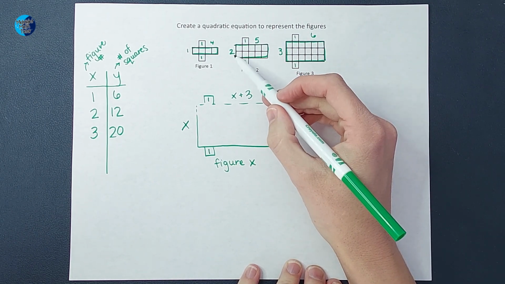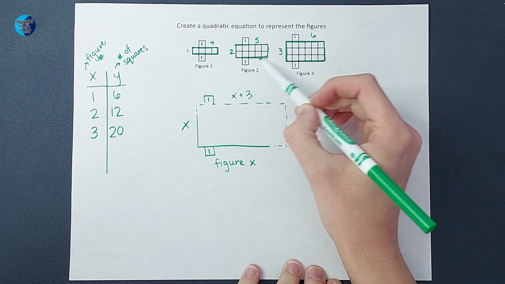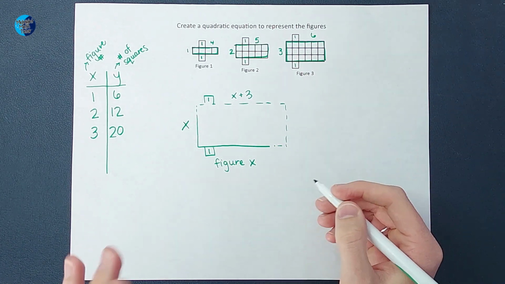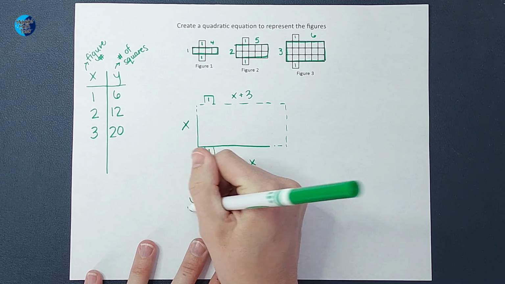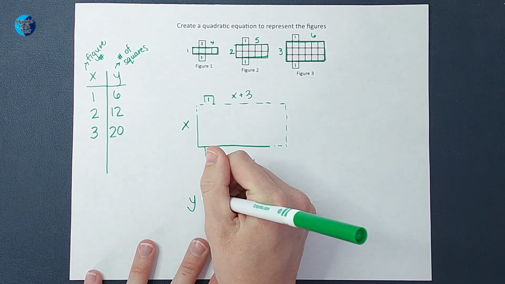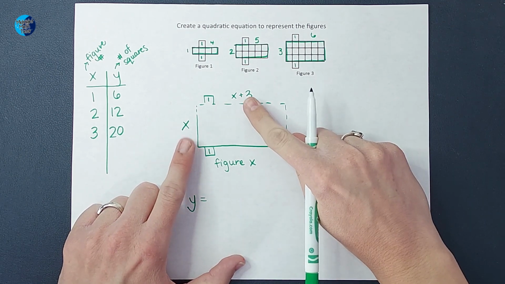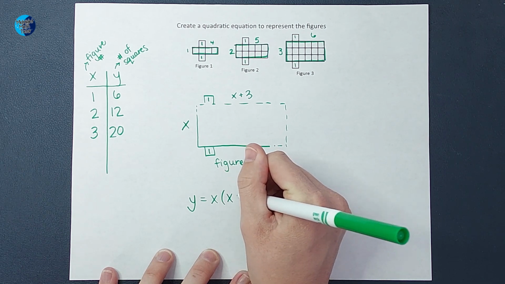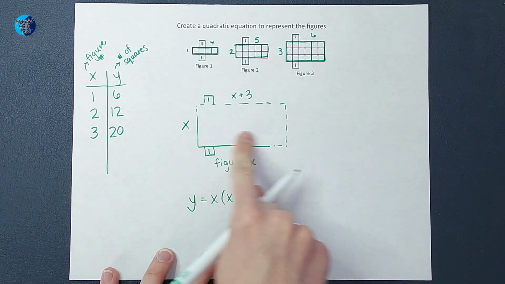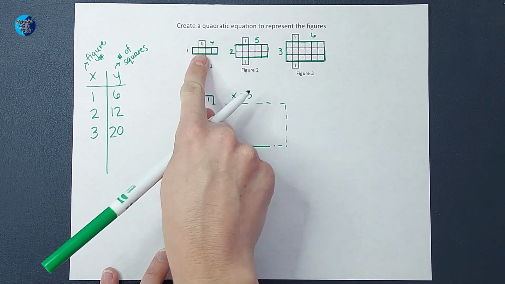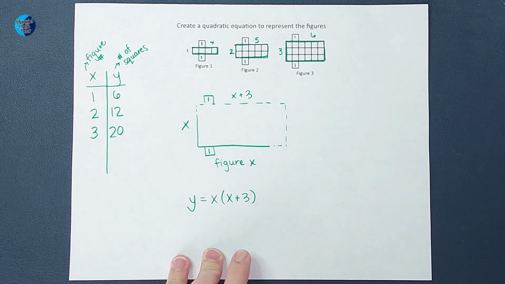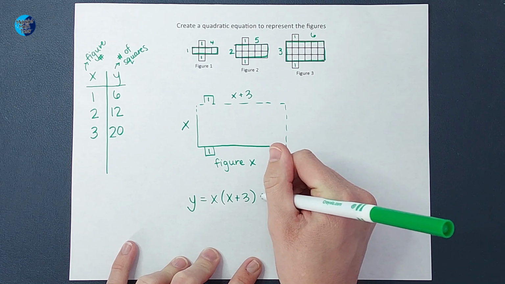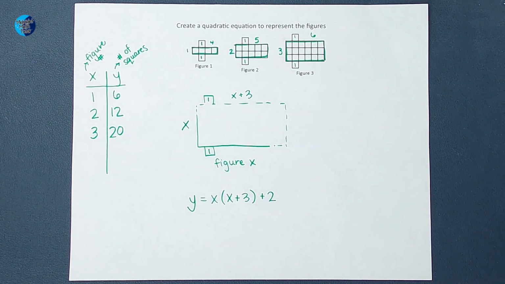So how did I figure out how many boxes there were? Well, I multiplied this to get my rectangle and then added the 1 and the 1. So that's what I'm going to do here. The number of boxes in my figure is equal to the dimensions of the rectangle, so x times x plus 3. That's going to give me how many squares are in there, just like doing 1 times 4 and 2 times 5 gave me that. Then we can't forget about our 1 box and our 1 box, which is 2. So we add 2.